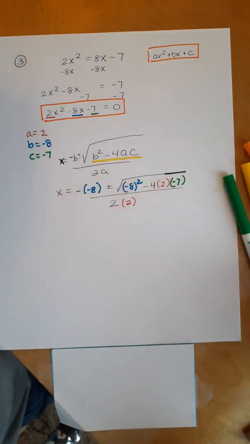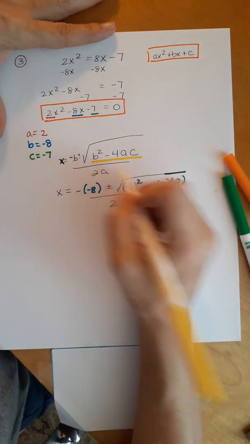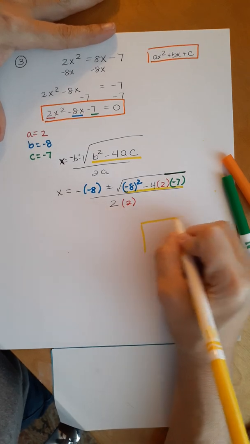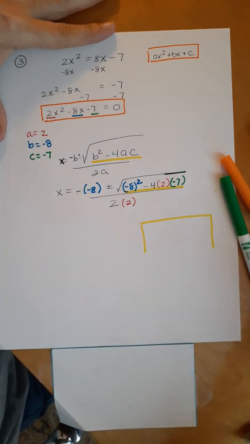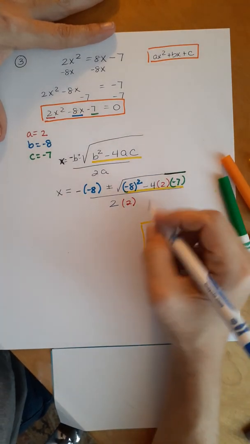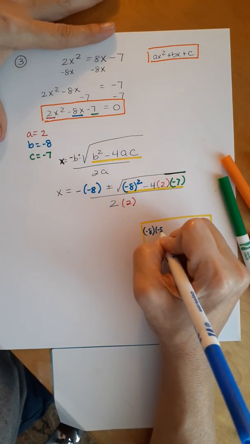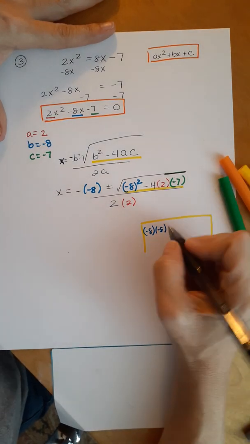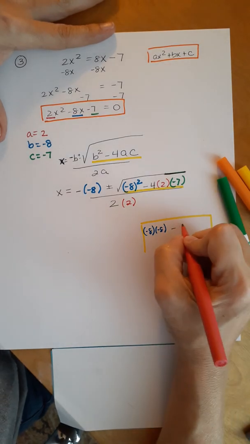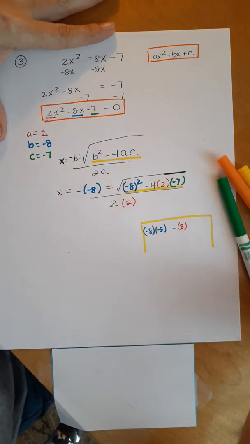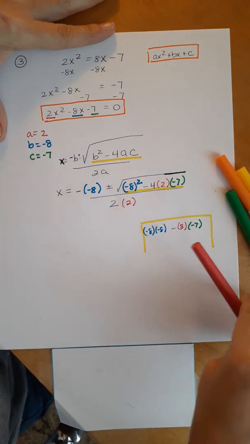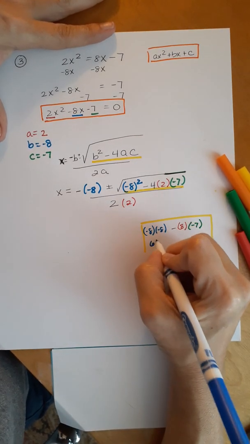Okay, let's get this discriminant going. Let's get this party started. Okay, let me put a box right underneath here. That discriminant is negative 8 squared, which is negative 8 times negative 8, minus, well, let's do 4 times 2. What's 4 times 2? 8 times negative 7. Okay, let's see what happens. So, negative 8 times negative 8, 64.